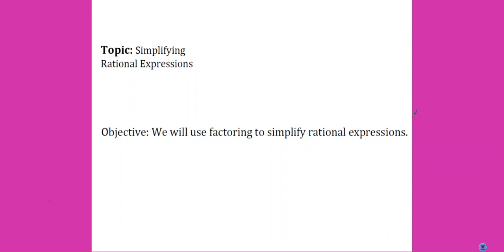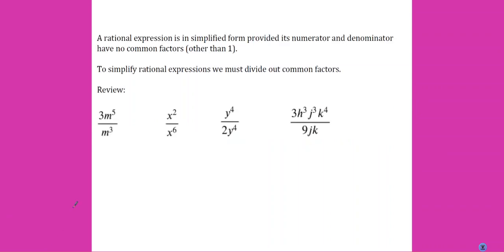Today we're going to be simplifying rational expressions. We will use factoring to simplify rational expressions. A rational expression is in simplified form, provided its numerator and denominator have no common factors other than 1. To simplify rational expressions, we must divide out common factors.